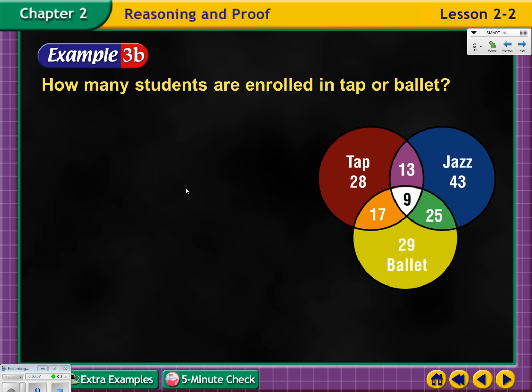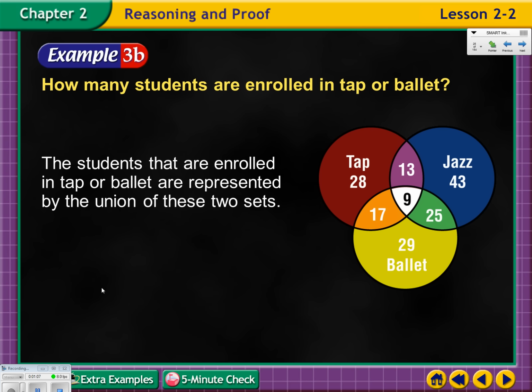Our next question, how many students are enrolled in tap or ballet? Remember, with or, it can be either of them. So the students that are enrolled in tap or ballet are represented by the union of these two sets. So we want to find the tap circle and combine it with the ballet circle.